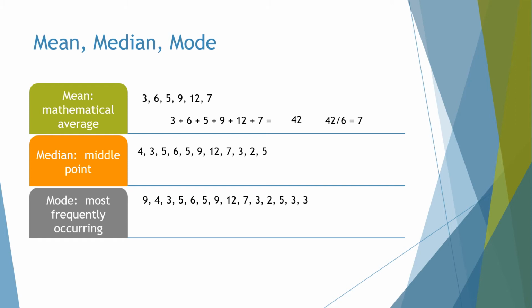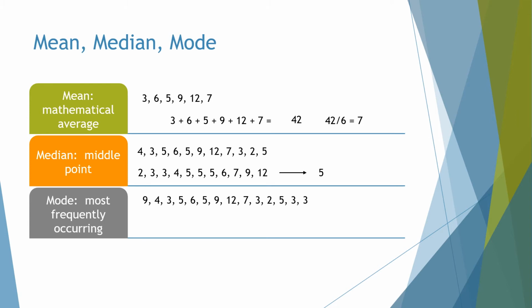And the median is the middle point. If you have this set of values, you first need to put them in order, and you can put them in ascending or descending order. It doesn't really matter. So you put them in order, and then you find the middle number. So in this case, your middle number is 5. Now, if you have an even number of values, you would take the middle two numbers and average them to find the median.